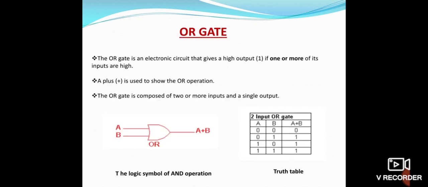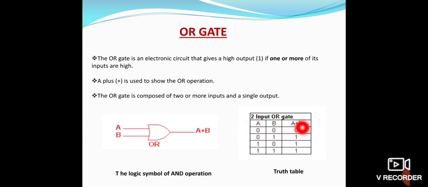Next, OR gate. The OR gate is an electronic circuit that gives a high output if one or more of its inputs are high. Here the output voltage is represented as 5 volt, or the output high state is represented as 1. The low output voltage is represented as 0 volt, and the low output state is represented as 0. So this is a 2 input OR gate and the output Y is equal to A plus B.